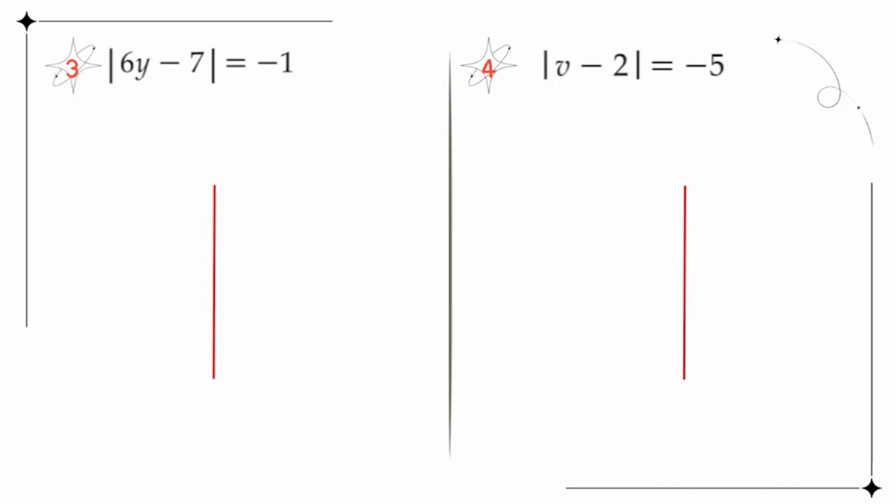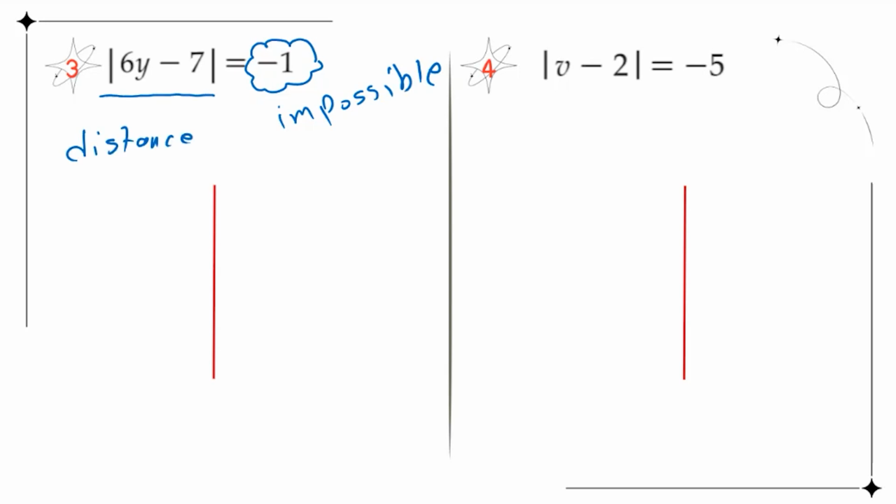Absolute 6y minus 7 equals -1. We have a problem here. What is this? Absolute equal negative, this is impossible. Why is this impossible? Because if you remember, absolute represents the distance, and the distance always represents positive or 0. We can't represent distance by a negative number. Okay, in this case, what is the solution for this? We said the solution would be no solution.